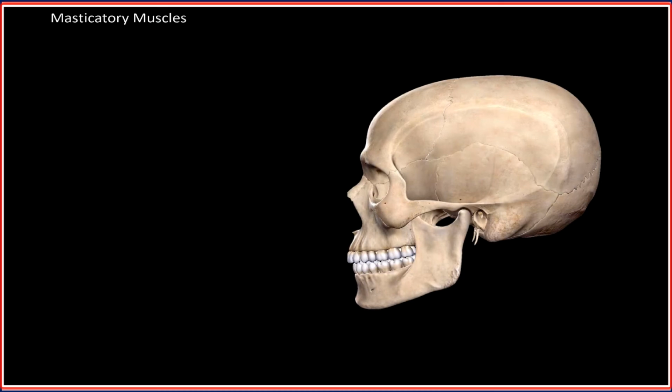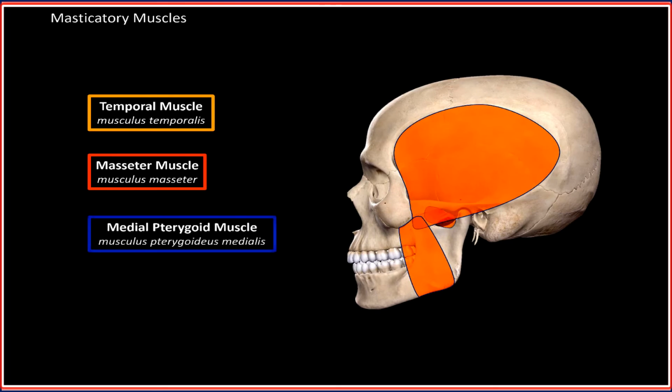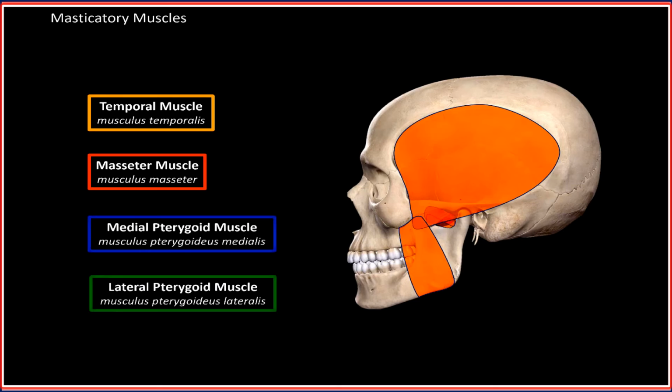Muscles of mastication. The muscles of mastication, again, consist of the temporal muscle, masseter muscle, medial pterygoid muscle, and the lateral pterygoid muscles. So the next time you take a bite of a hamburger, these are the muscles that help you mechanically grind through the food inside of our oral cavity.